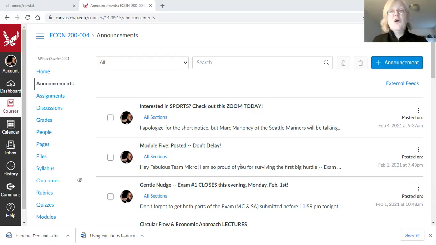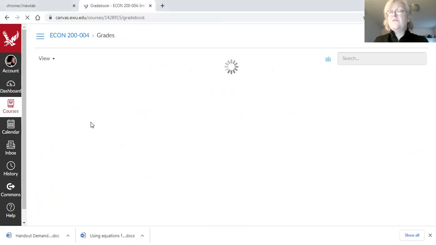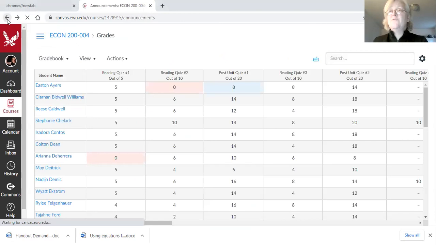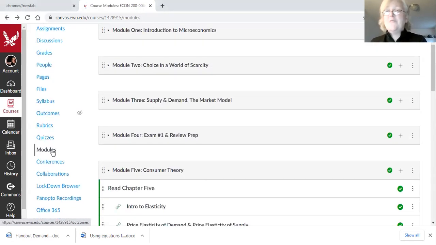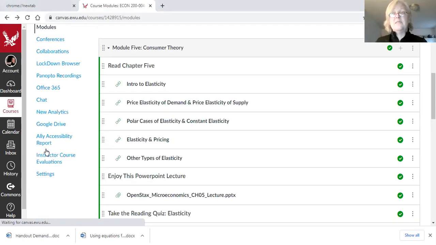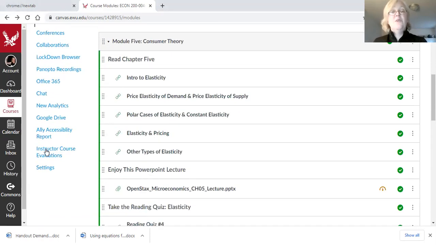So here's the announcements. To get to my lectures, you scroll along the left side over here. Oh shoot, I hit grades. Never mind, don't look at those grades. Don't want to show students grades. Over here, you scroll down to modules. When you click on modules, that's how the material is organized in this class. Notice we are now on module 5. Module 5, consumer theory. Read chapter 5.